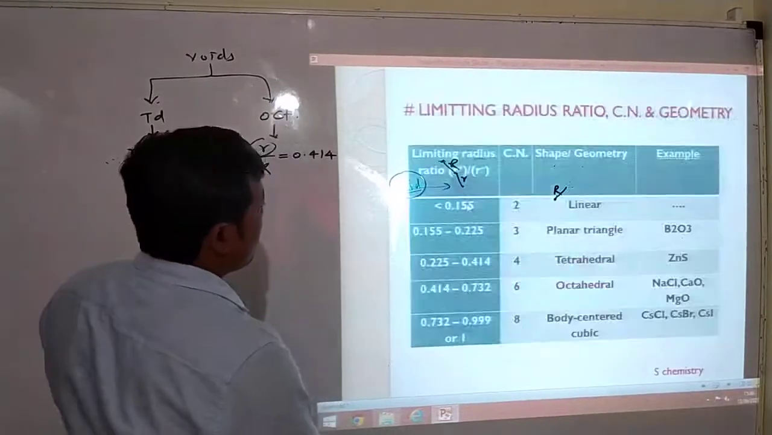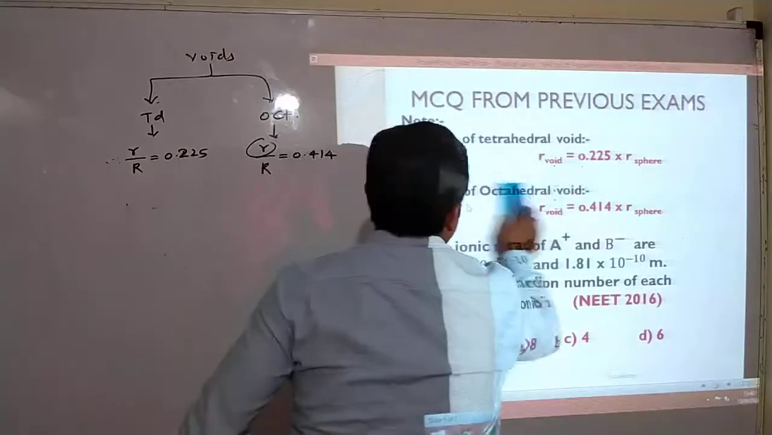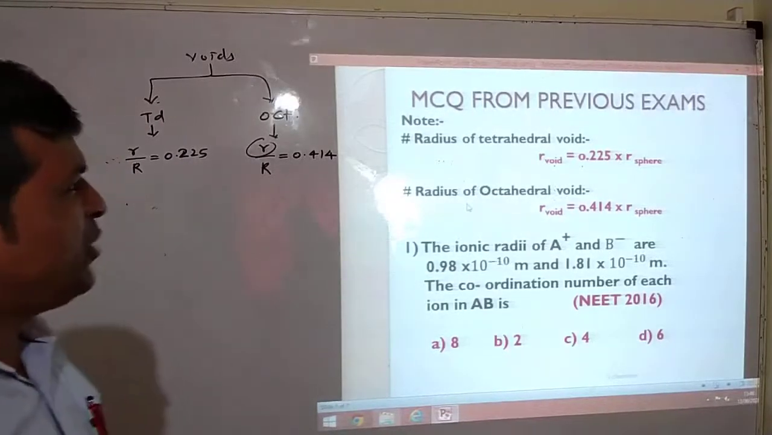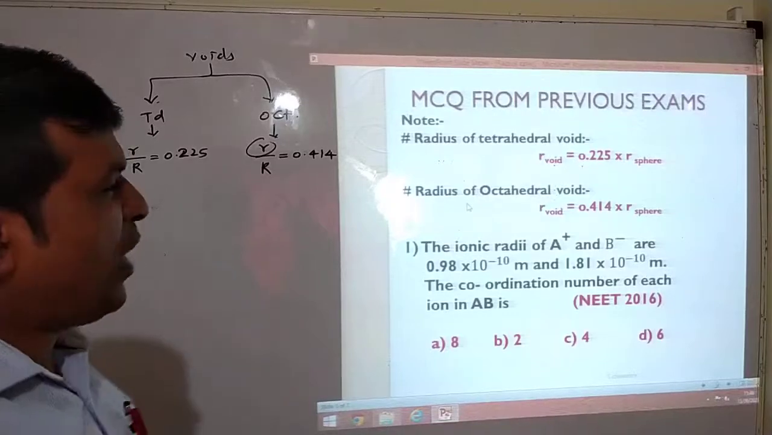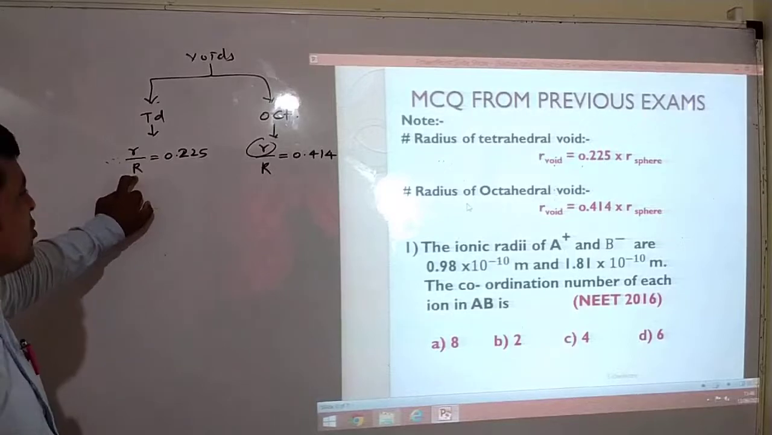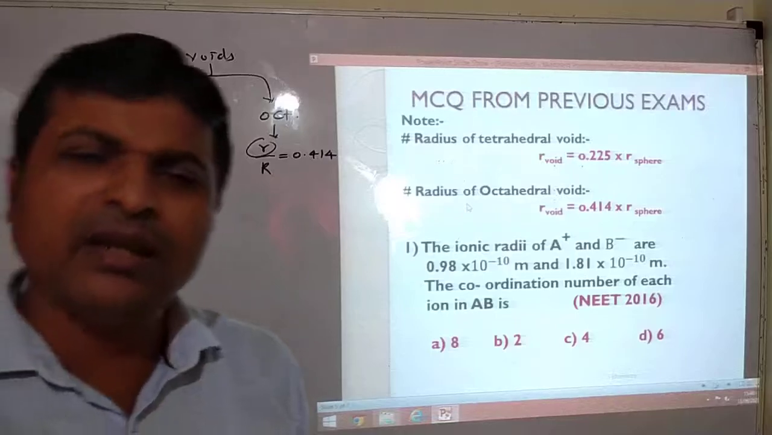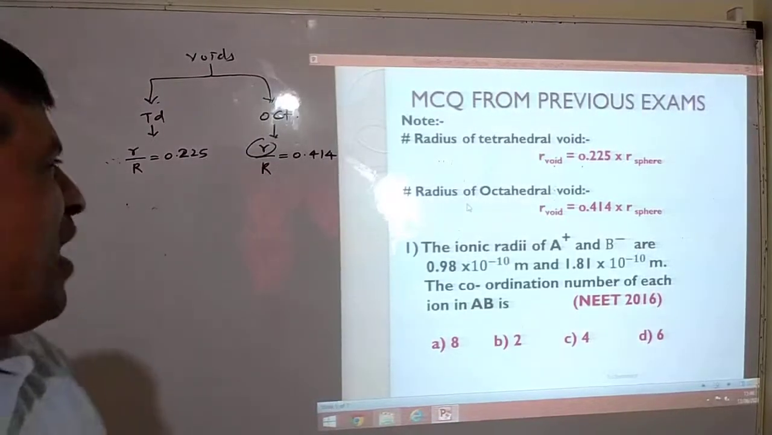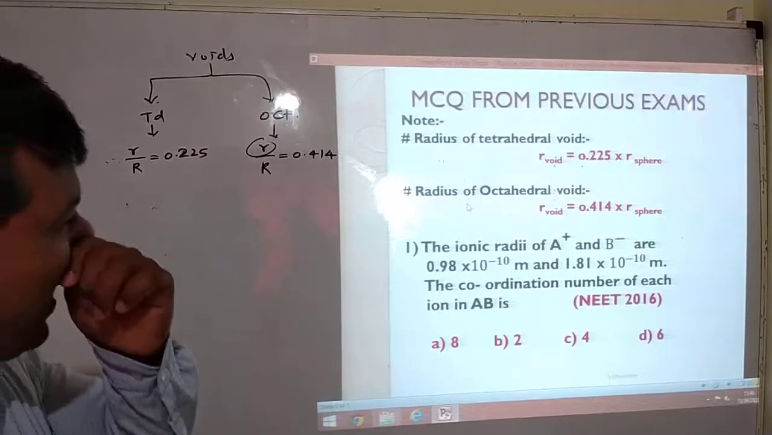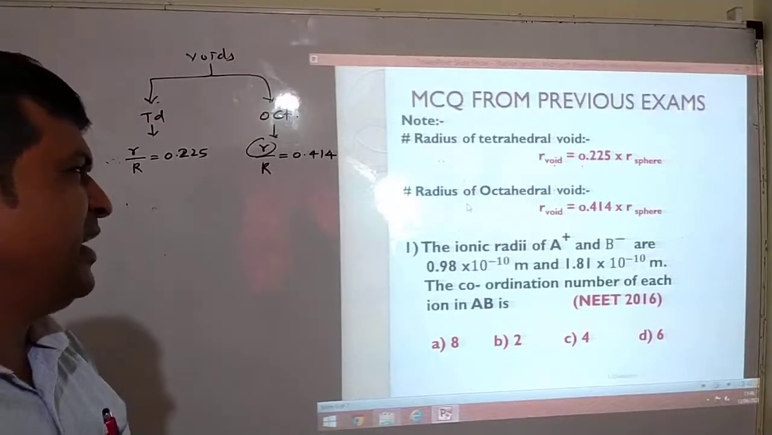Okay, so we are moving to the next part. The next part is MCQs from previous exams regarding these two equations. Small r is the radius of the void, capital R is the radius of the sphere. For tetrahedral it is 0.225, for octahedral it is 0.414. So you can calculate the radius of any void if the radius of the sphere is given.